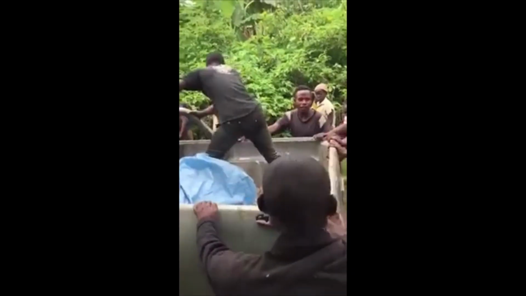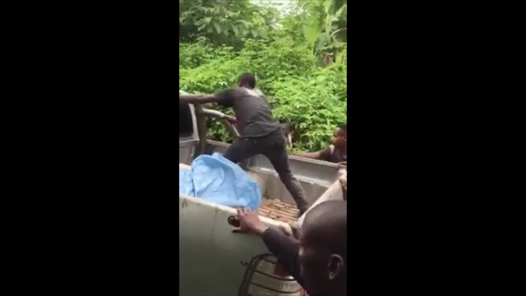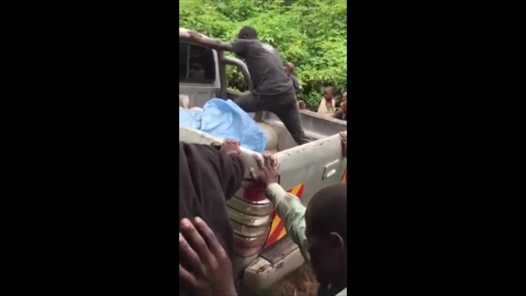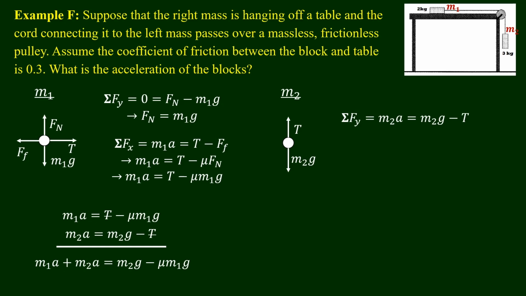This video shows the guy in the truck. He's an internal force, and the dudes outside are external forces, and they can actually affect the acceleration. After canceling out the tensions, I get this equation down here, and the left side has acceleration in both terms. I'm going to factor out acceleration, and I get this equation right here.